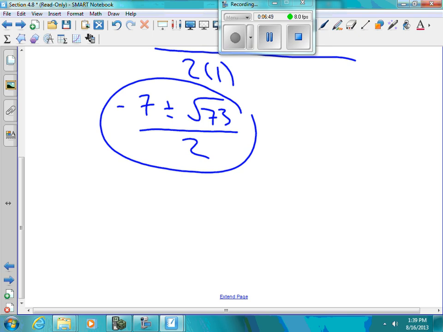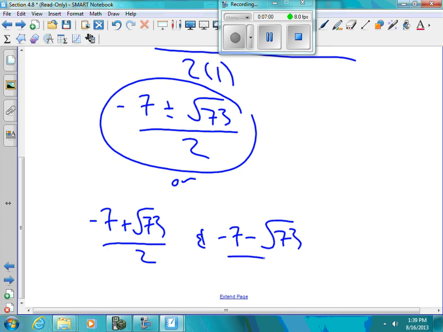You could also split it up: negative 7 plus the square root of 73 over 2, and negative 7 minus the square root of 73 over 2. You could also split it up as negative 7 over 2, plus and minus the square root of 73 over 2. Why do I write it this way at the bottom? On your test, quite possibly, you may see it listed this way as a multiple choice answer. So you have to know that these two forms are equivalent. They mean the same thing. Just keep that in mind.